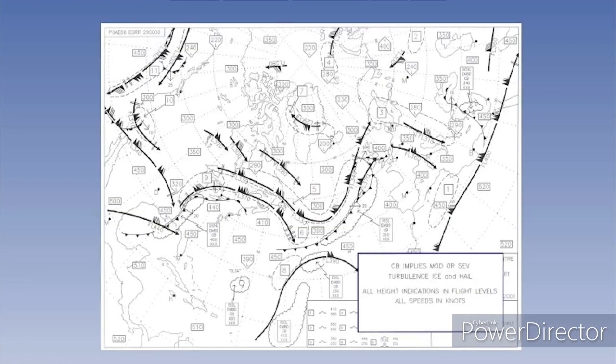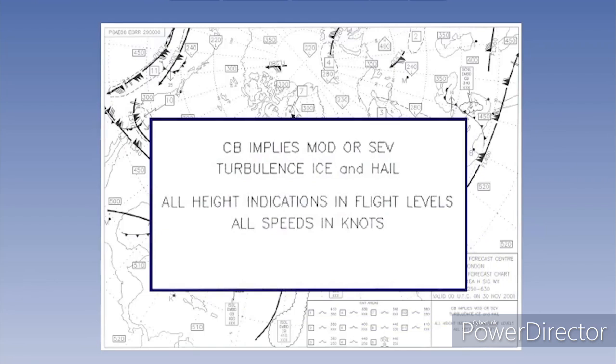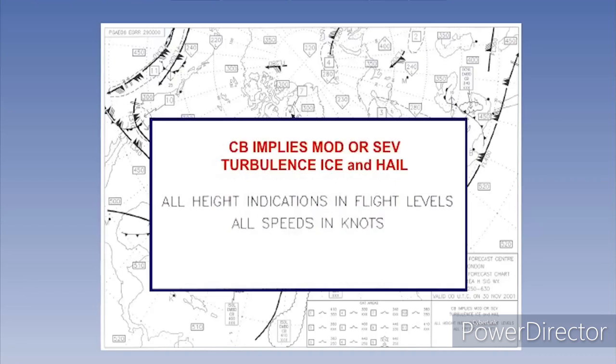The other information which is displayed in the legend is largely self-explanatory, but a useful reminder that all height indications on the chart are in flight levels, all speeds are in knots, and CB, or cumulonimbus clouds, imply moderate or severe turbulence, ice and hail.